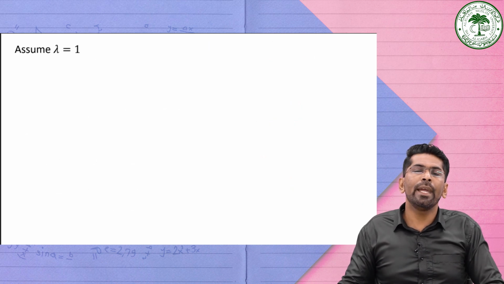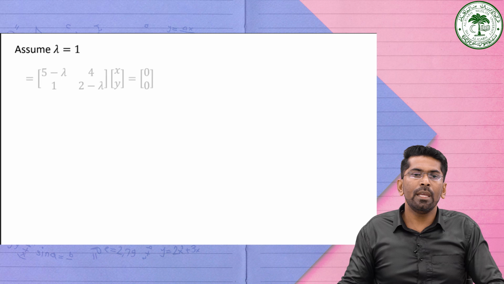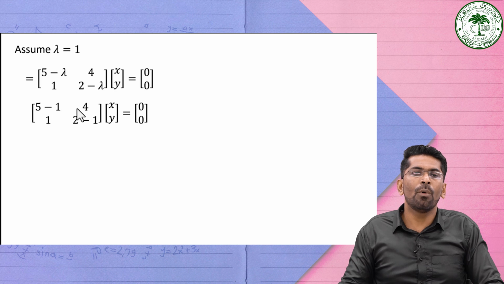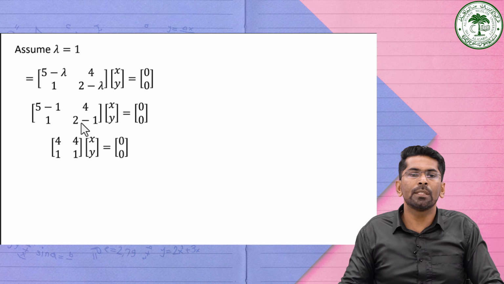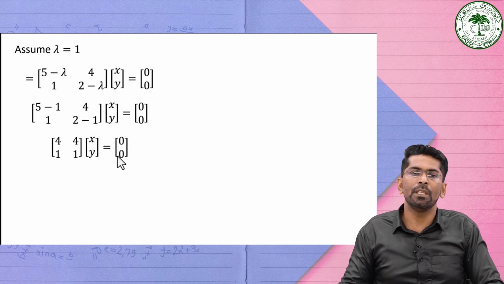Similarly, we are going to find the eigenvector for lambda equal to 1, because lambda has two values. So by assuming lambda is equal to 1, we have the characteristic equation we already formed earlier. We substitute lambda equal to 1 here. So it is 5 minus 1, 4, 1, 2 minus 1 into the variable matrix, which is equal to the constant matrix. Simplifying, 5 minus 1 is equal to 4, 2 minus 1 is equal to 1, multiplied with x, y, which is equal to 0.